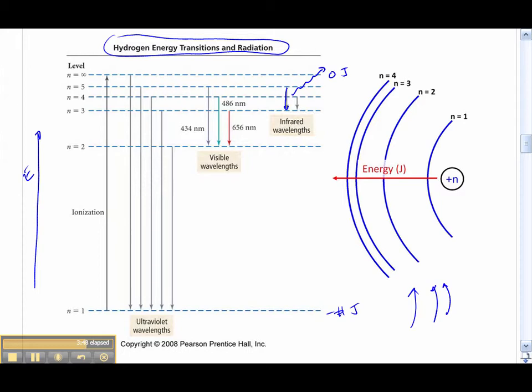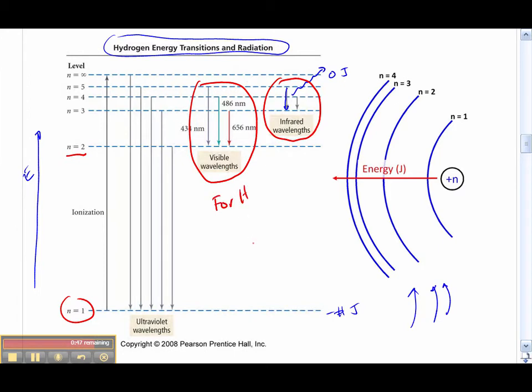If we happen to be dealing with anything that falls to the n equals 2 level, notice it's falling to the n equals 2 level, that's what visible light is. If it's falling to n equals 3, it's infrared. And if it's falling to n equals 1, it's ultraviolet. As a matter of fact, I'd like you to know that. I think that's an interesting thing: visible wavelengths for hydrogen fall to n equals 2 from higher energy orbitals.